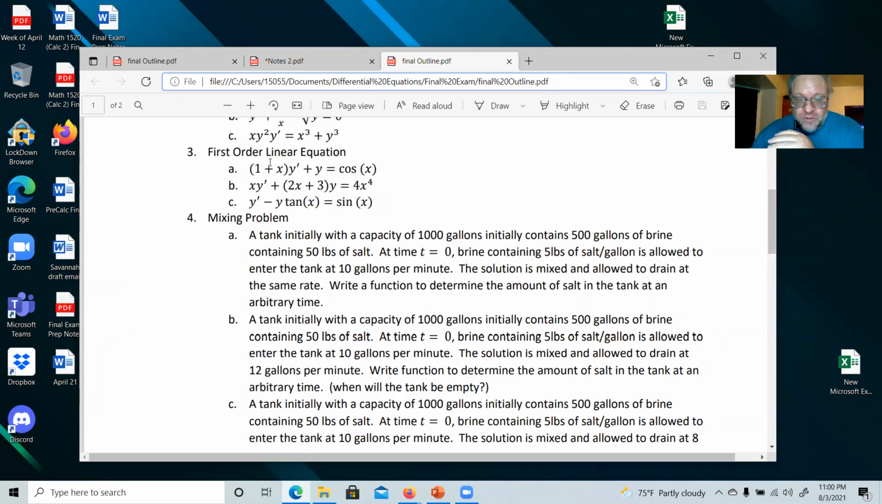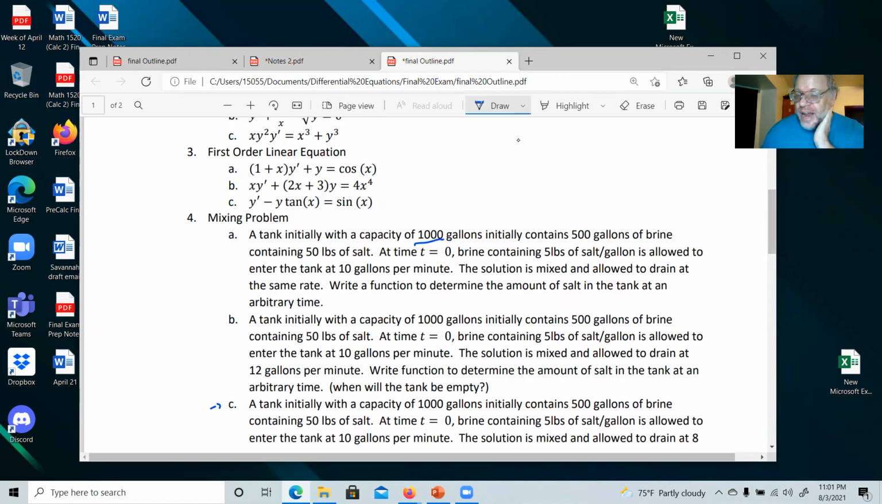So in each case we have a tank. The capacity is 1,000 gallons. It's only half filled, 500 gallons of brine in it. Let's go with drawing here. So here's the capacity. You have to put this in because problem C has it overfill. Other than that, it's not going to matter. You have 500 gallons of brine in here, 50 pounds of salt. At time zero, brine containing 5 pounds of salt per gallon is allowed to enter the tank at 10 gallons per minute.